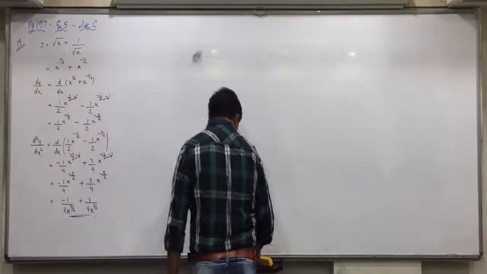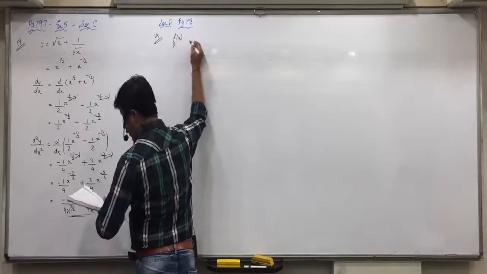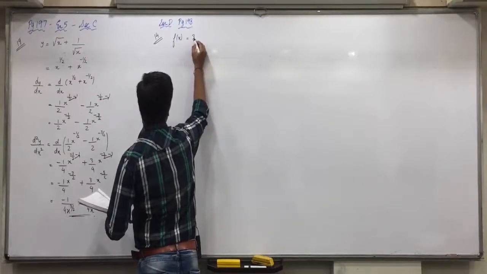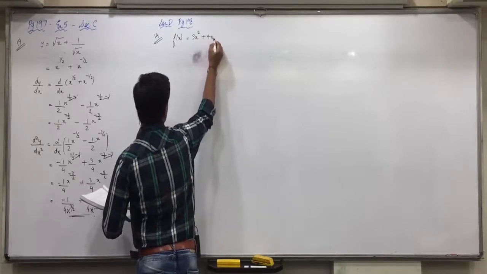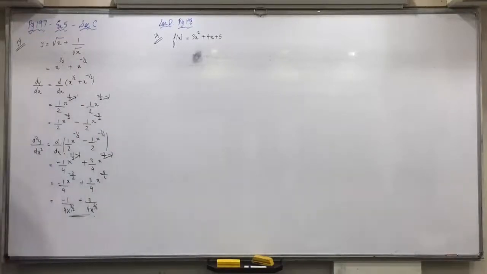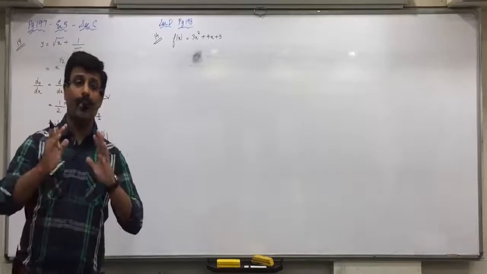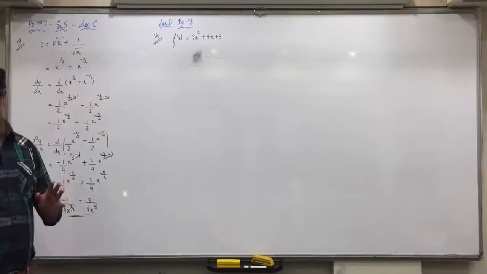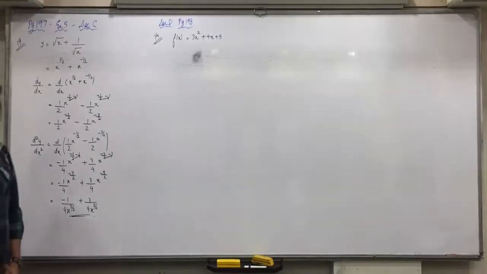Now section D. If f(x) is equal to 3x square plus 4x plus 5, then for which value of x, f dash x will be equal to f double dash x. First of all we'll find f dash x and f double dash x. Then we'll equate them, simplify it and obtain the value of x. So we'll come to know at which value of x they would come equal.